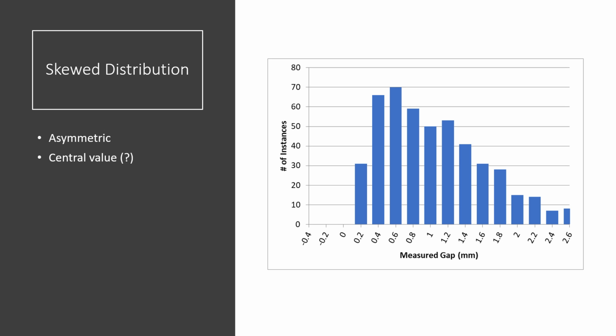Finally, you should be aware that not all distributions have that symmetric bell shape. You can have what you call a skewed distribution, which is asymmetric. In this case, it's not entirely clear where the central value is, where the mean value is. We'll talk about that in a future lecture video.